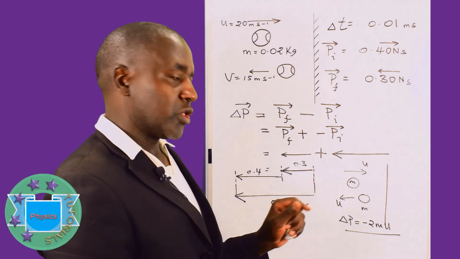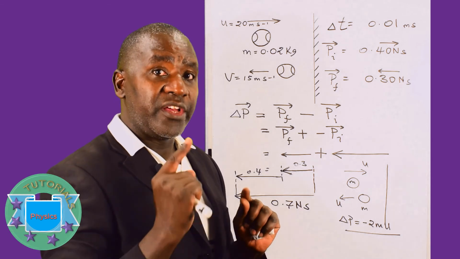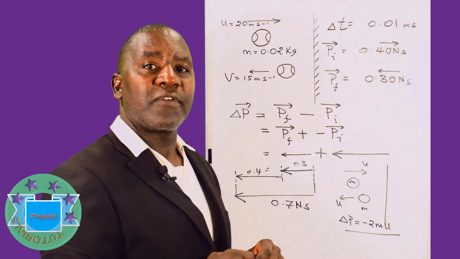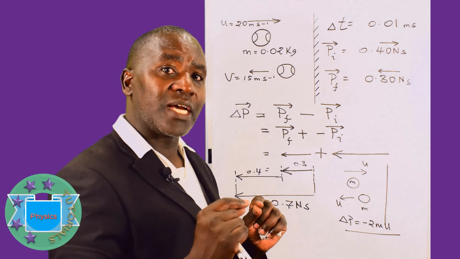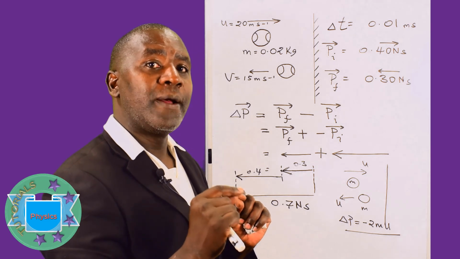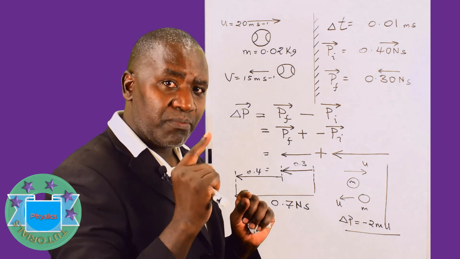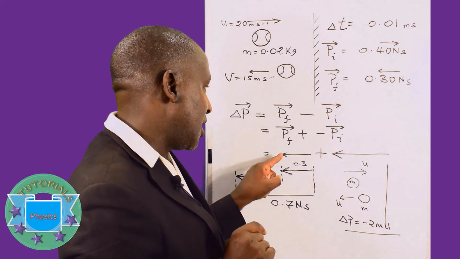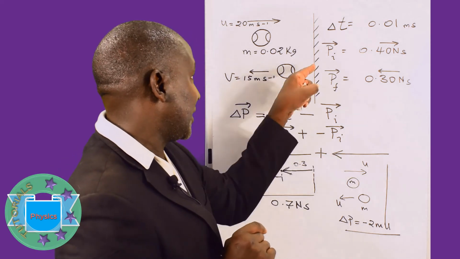So I'm going to look at one more example in the next video that pertains to change in momentum of a tennis ball, which is either being hit by a racket or it bounces off the wall. But in this case, it is going to bounce at an angle. It will not be in one straight line like this.